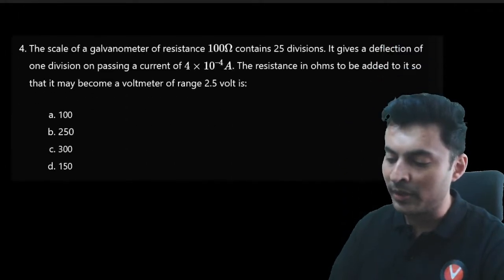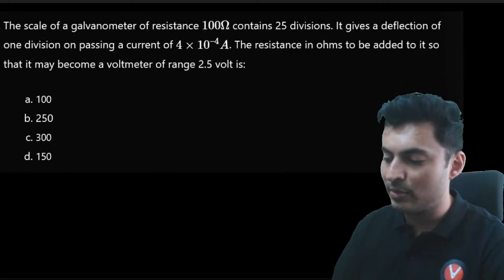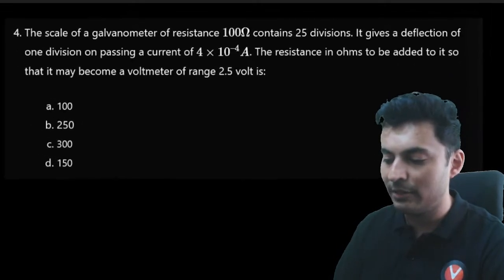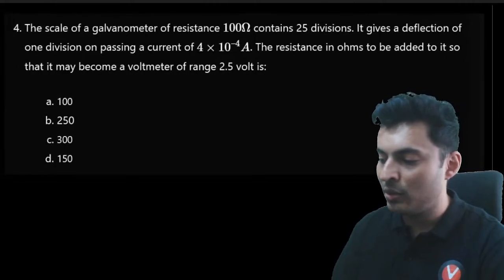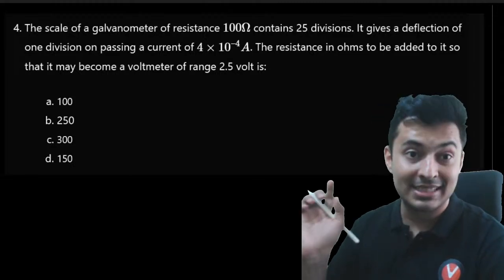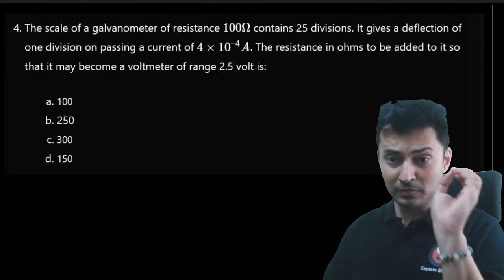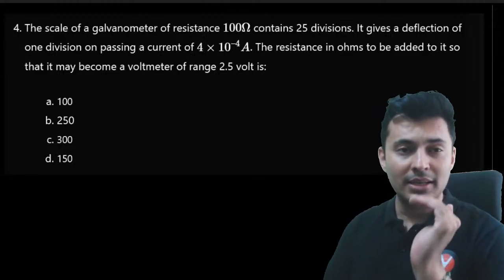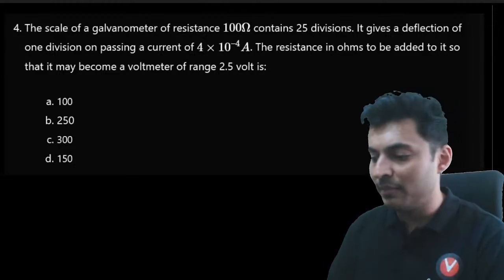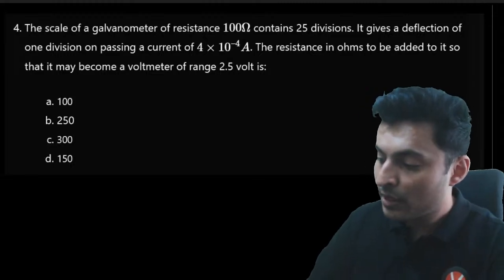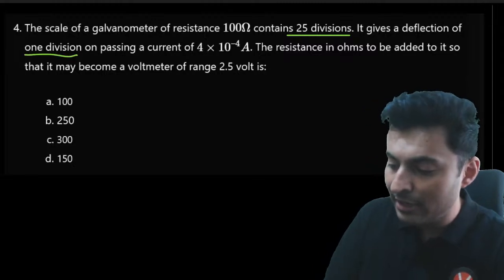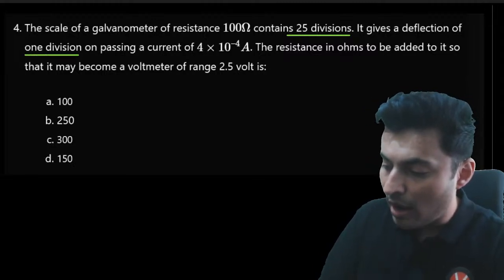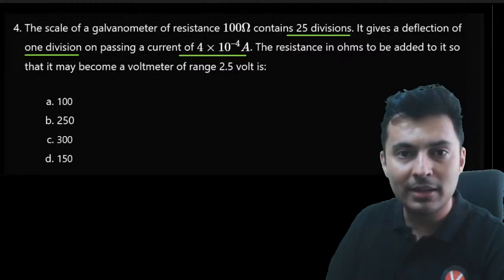Correct. Moving on. The scale of a galvanometer contains 25 divisions. It gives you a deflection of one division on passing this much current. The resistance in ohms to be added to it so that it may become a voltmeter of 2.5 volts is... conversion of a galvanometer into a voltmeter. Remember that. So it has 25 divisions, and one division gives you how much current? 4 into 10 to the power minus 4.